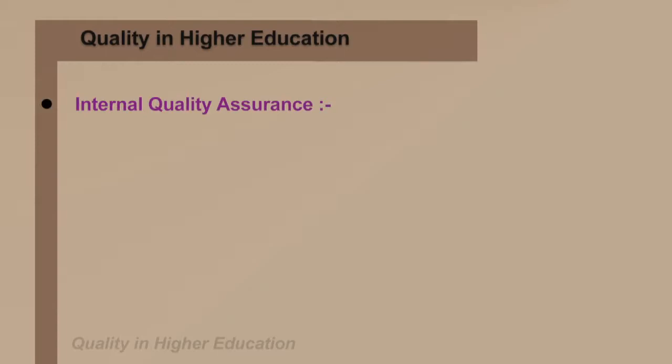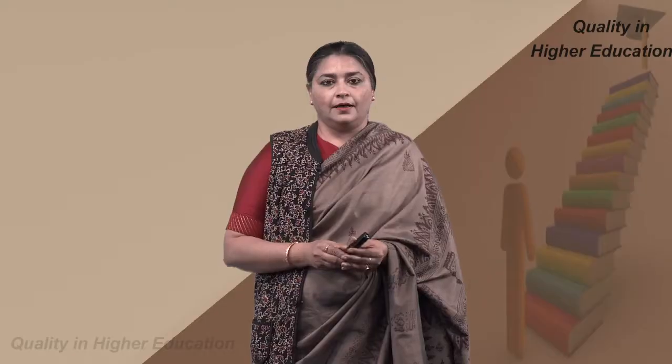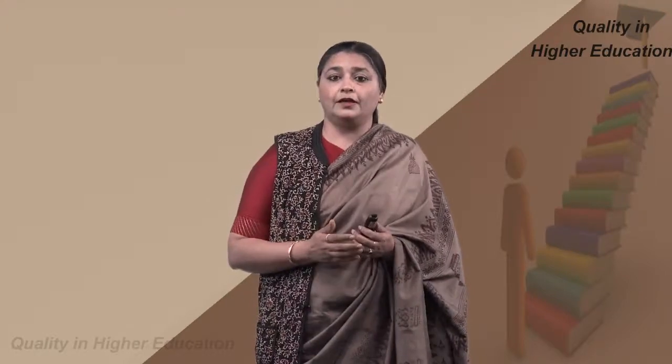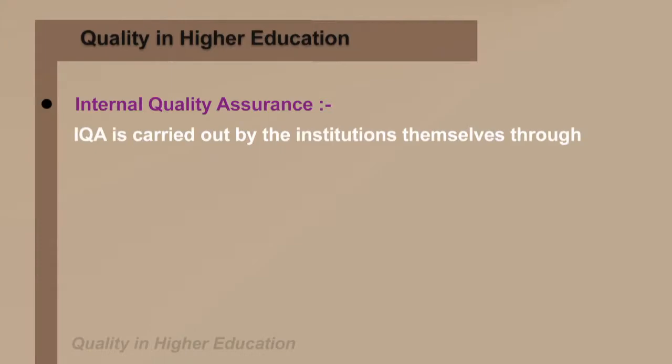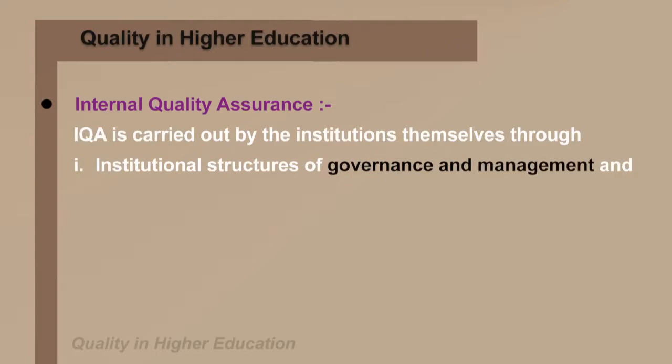When we come to the issue of the internal quality assurance, it is something which has been inherent or should be inherent in any higher education institution, irrespective of whether an external assessor or accreditor wants an institution to have an internal quality assurance system or mechanism or not. So, internal quality assurance is carried out by the institutions themselves through various institutional structures of governance and management.